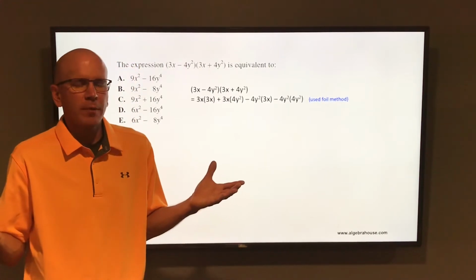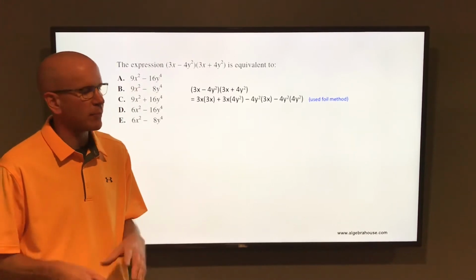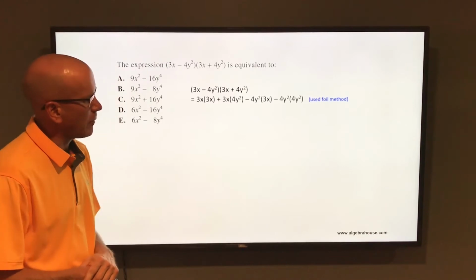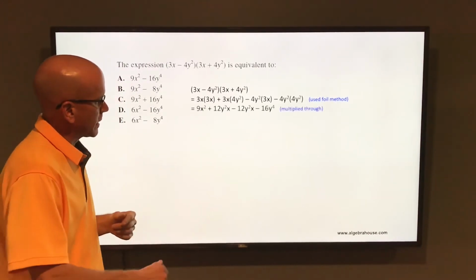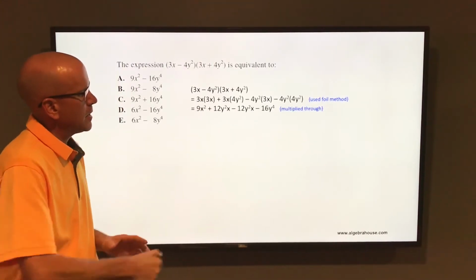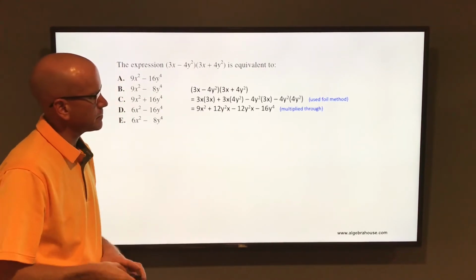Why remember the FOIL method? All you have to know is the distributive property. I'd rather carry one tool than several. So distributive property does the same thing as the FOIL method. 3x times 3x, that is going to be 9x squared. Add the exponents when you're multiplying with the same base. 3x times 4y squared, that's 12y squared x.